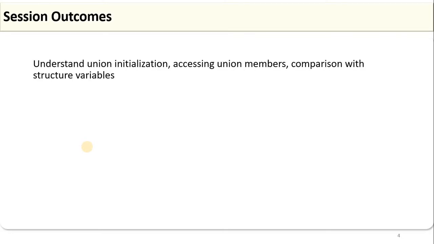Session outcomes: you should be able to understand how to do union initialization, how to access the union members, and comparison with the structure variables to understand what's the difference between a union and a structure. Prerequisites: you should have learned the first 3 units.